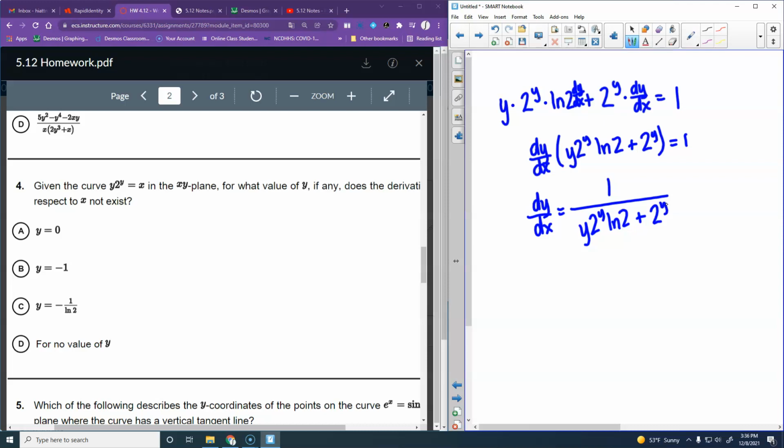And so this is our derivative. We want to know where this derivative does not exist. And so that's going to be anywhere that we get a 0 in the denominator. So we're going to look at that denominator, y 2 to the y natural log of 2 plus 2 to the y, and we're going to set it equal to 0. I can factor out a 2 to the y, so that leaves me with y natural log of 2 plus 1, and then I can set each one of these equal to 0.